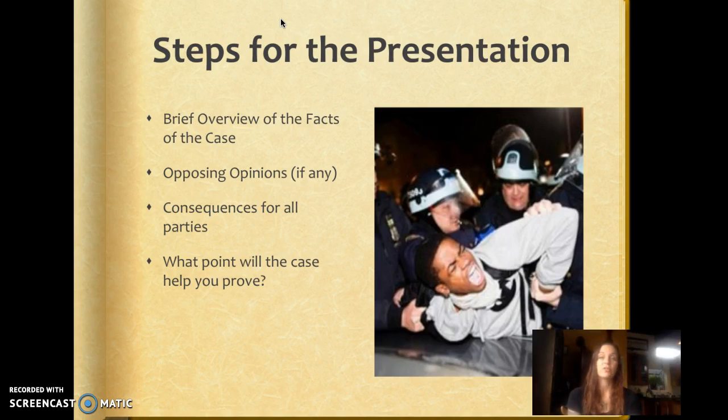So for the research presentation, which is going to be next week, everyone's going to give a quick individual presentation, 5 minutes max, with 4 to 5 slides: a cover slide, an overview of the case, any opposing opinions, basically what does law enforcement say, what do witnesses say, that kind of thing, if any. Consequences for all parties: what happened? Did someone go to jail? Did someone get killed? Did someone have a legal case brought against them? Was there a financial settlement? Was there a change in the law? And what point will this case help you prove towards your assignment? And also, what did you find most compelling about the case?